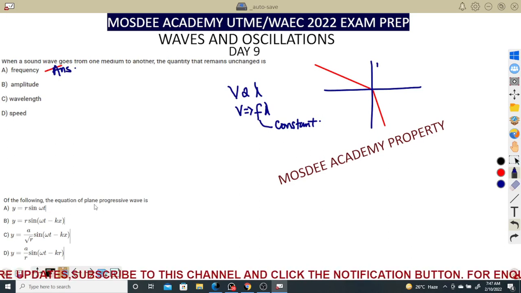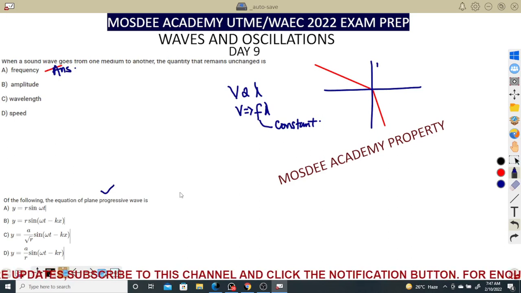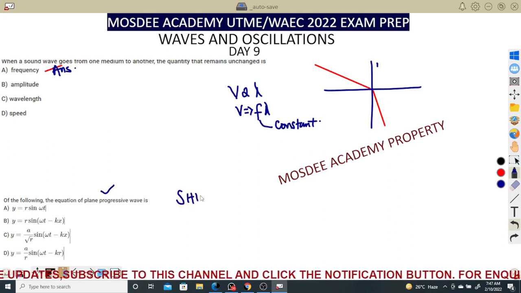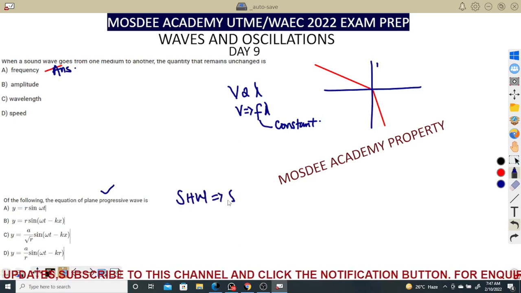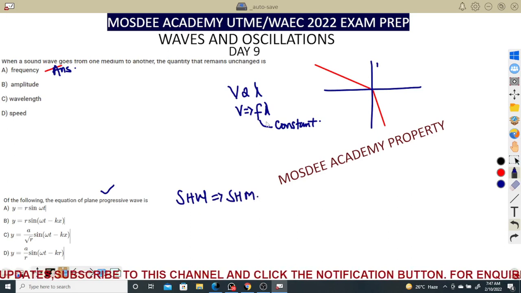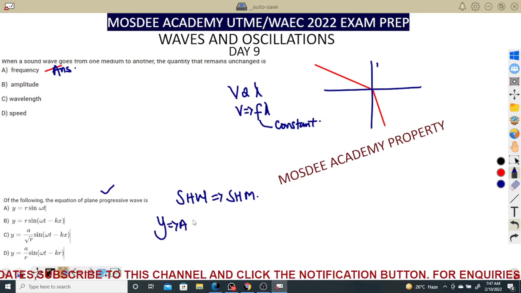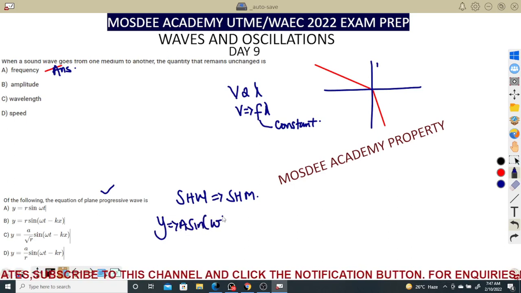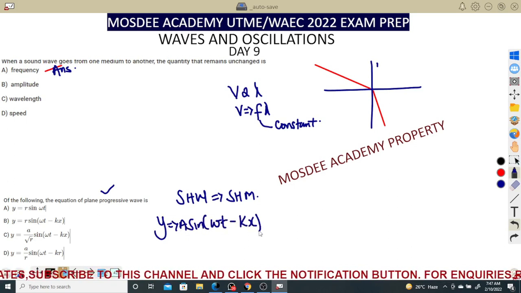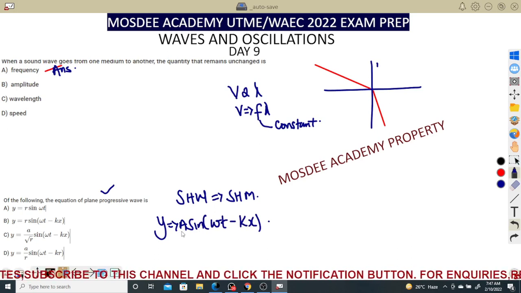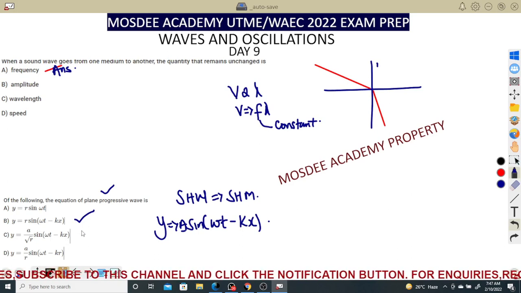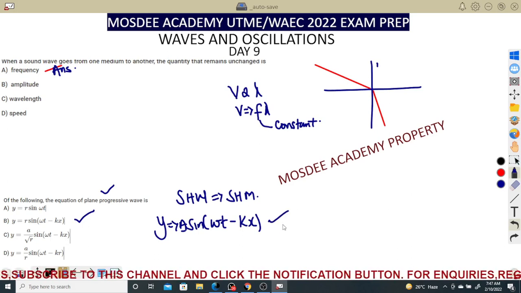Of the following, the equation of a plane progressive wave. A plane progressive wave exhibits simple harmonic wave, which is more or less like your simple harmonic motion in oscillation. So the topic is simple harmonic motion, oscillation, and wave. And the last question is what I've talked about the other time. y equals a sine of omega t minus kx, which is the same thing as the simple one. So the amplitude here is taken as a radius. So the correct answer here is choice B. So always keep that at the back of your mind.